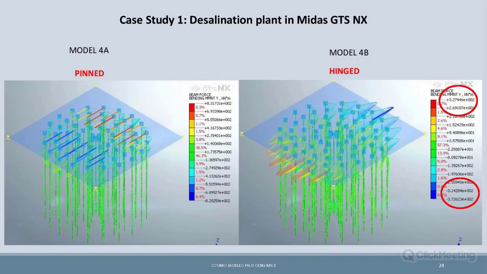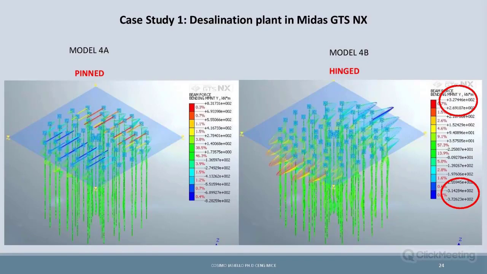Why do we carry out this analysis? Well, this is what Eurocode 8 regarding seismic analysis recommends for very high seismic areas, because if we have a pinned solution, it is a good solution for seismic because the structure is more flexible.